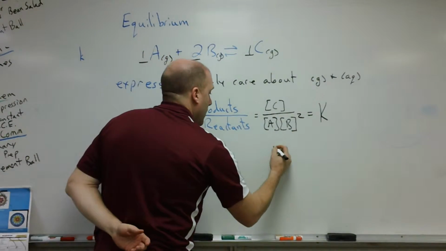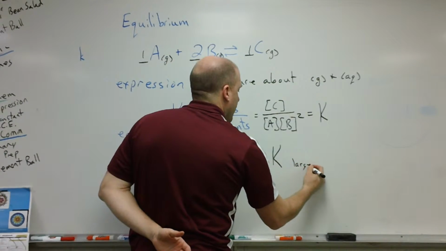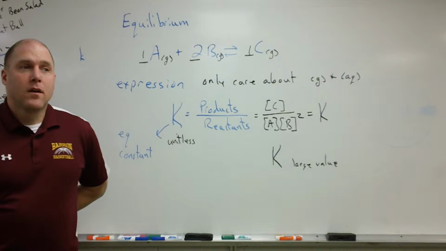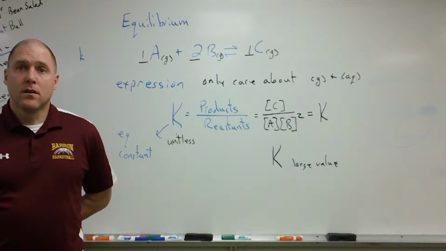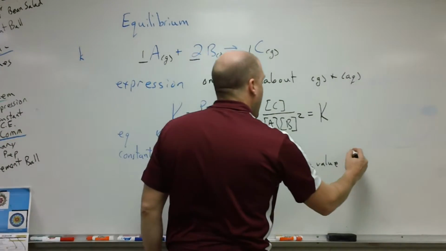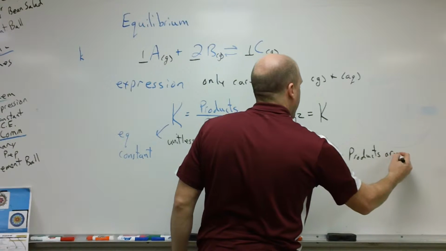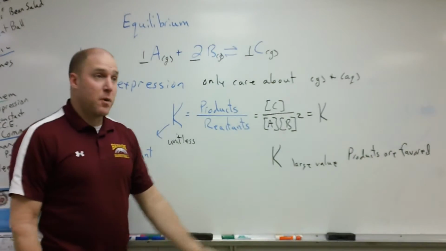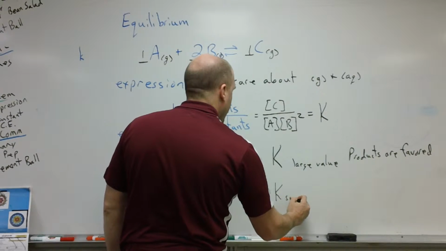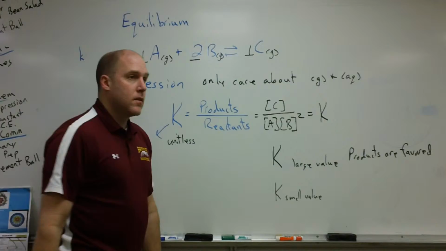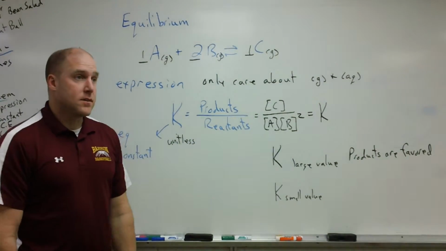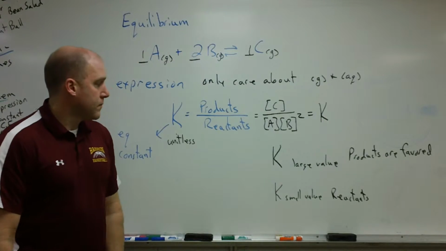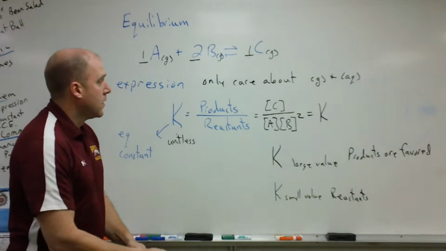All right. So, if K is a large number, what side of this reaction is favored? The products, because it's products over reactants. So this means products are favored. And then of course the opposite is true. If K is small, I'm just meaning a small number, then the reactants are favored. So that's our value for K.